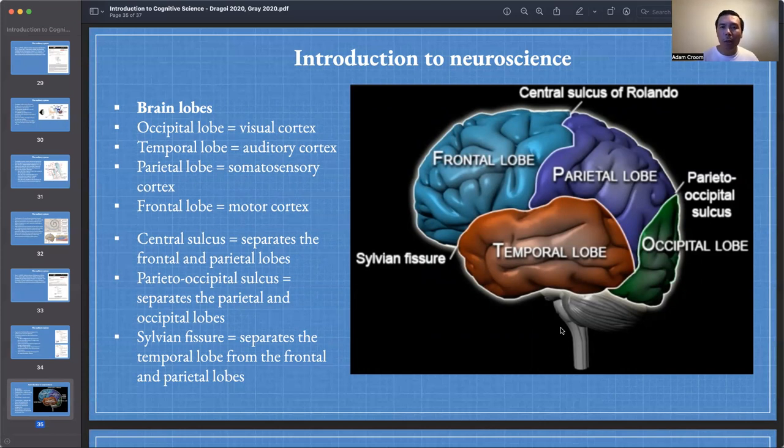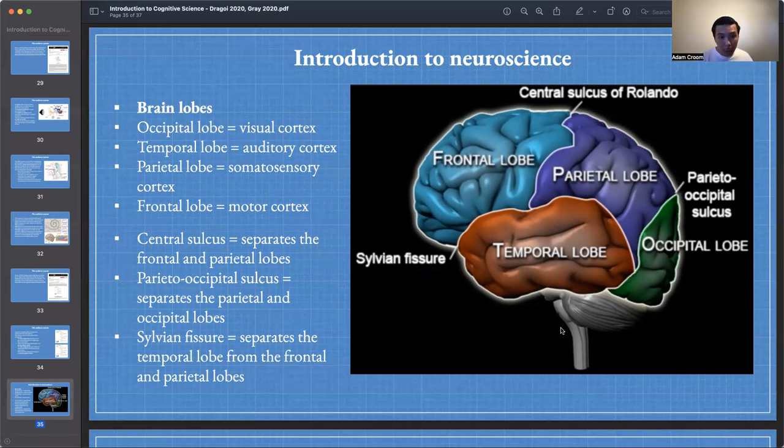Okay, we also considered major component parts of the brain. We also looked at the different lobes of the brain and the Brodmann areas, as well as their corresponding functions. Okay, we saw that the occipital lobe is responsible for vision. It's the home of primary visual cortex. We saw that the temporal lobe is largely responsible for audition. It's the home of primary auditory cortex.